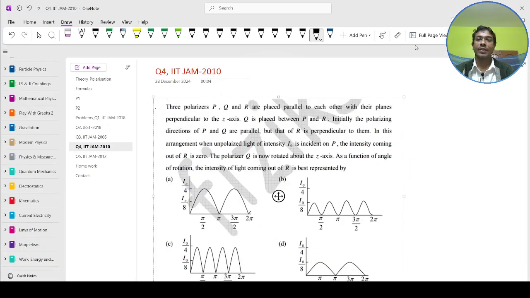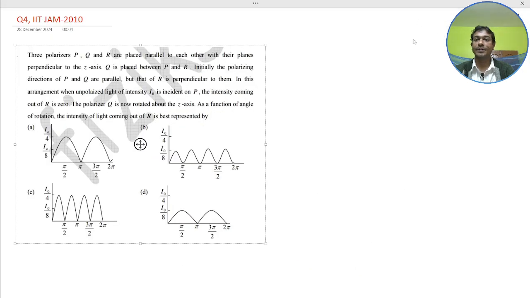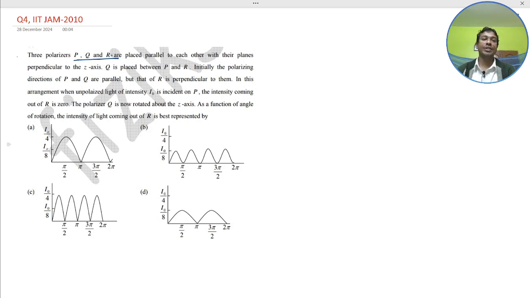Next, JAM 2010 is saying that three polarizers P, Q and R are placed next to each other with their planes perpendicular to the Z axis. Q is placed between P and R. The polarization directions of P and Q are parallel, but R is perpendicular to them. Unpolarized light of intensity I naught is incident on P, then Q and R.